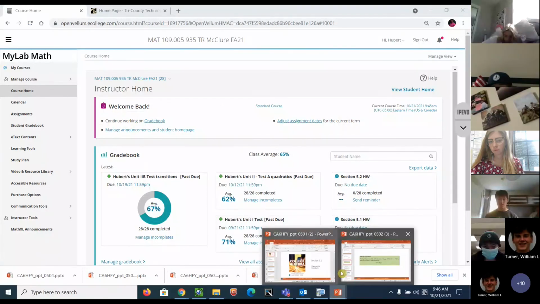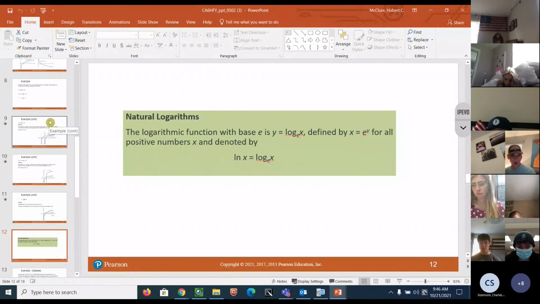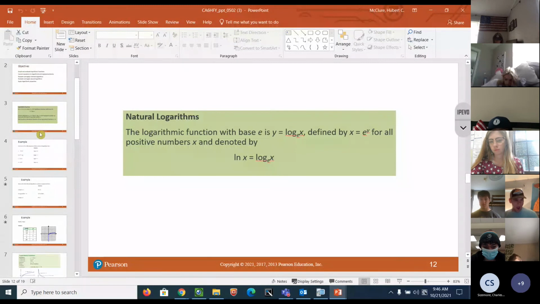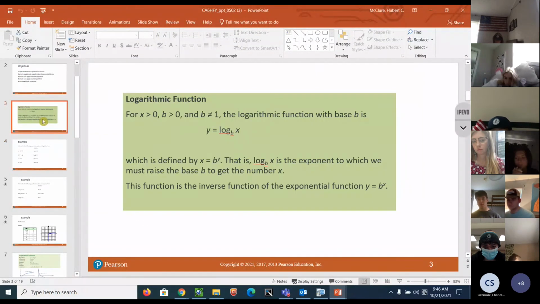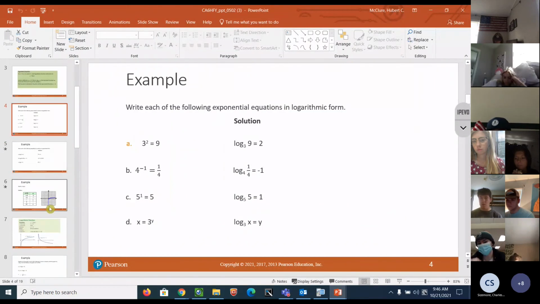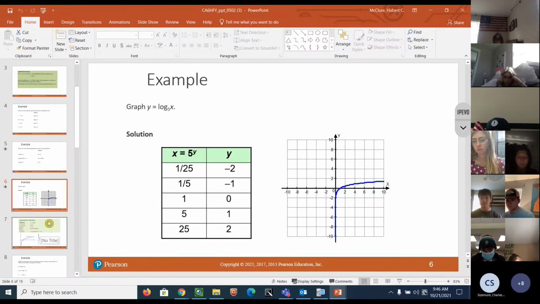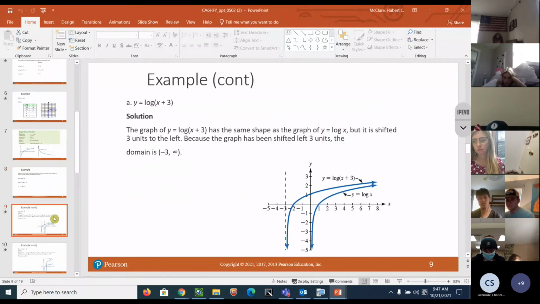I left off in, I think I left off in 5.2 because we were talking about logarithms. I'm pretty sure we stopped off right in here. And I wanted to get to, as far as graphing a logarithm, as long as you can do it in a calculator, you should be okay. I wanted to get to the actual definition of a logarithm, which is right here.